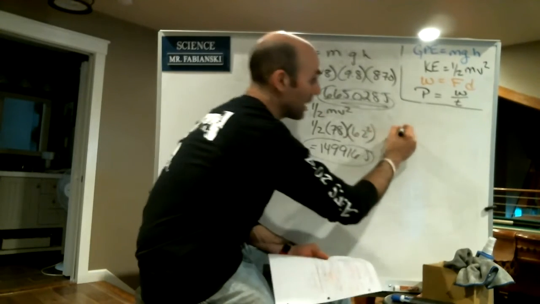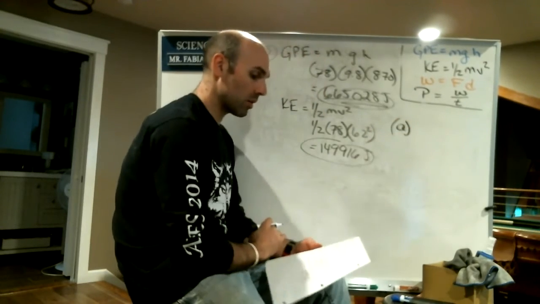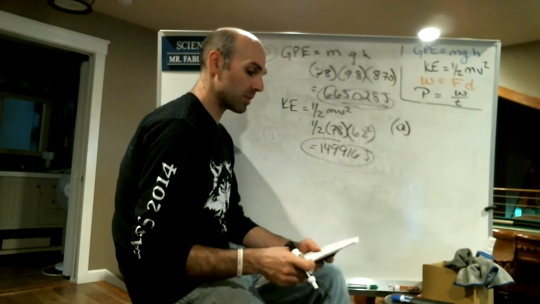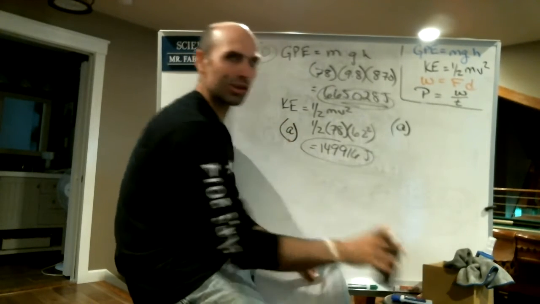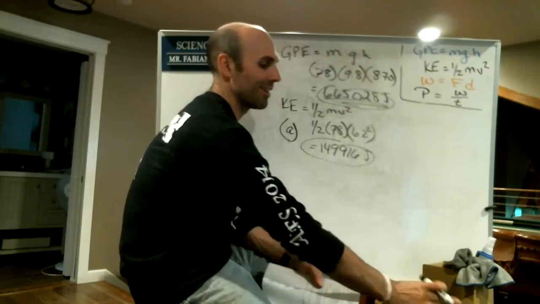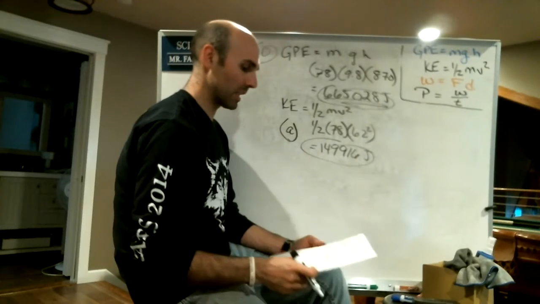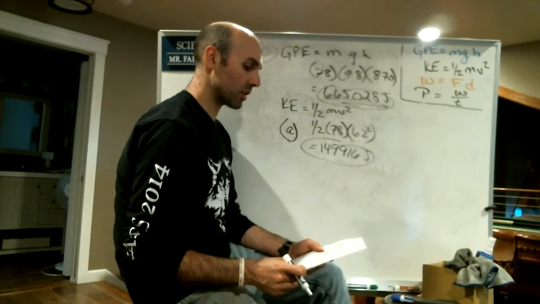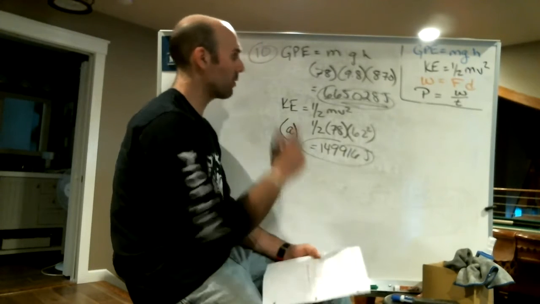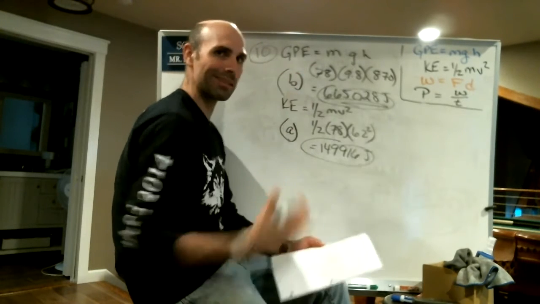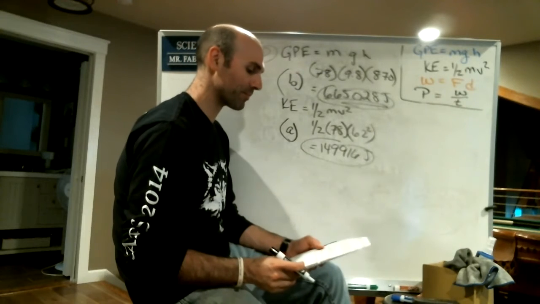Now for part A, we want to know what is the kinetic energy possessed. Oh, perfect. We did that. Part A, check. Look at that. We did it. We didn't even know we did it. B, what is the potential energy possessed by the skydiver? Whoa, we did B right there. We're on a roll, guys.